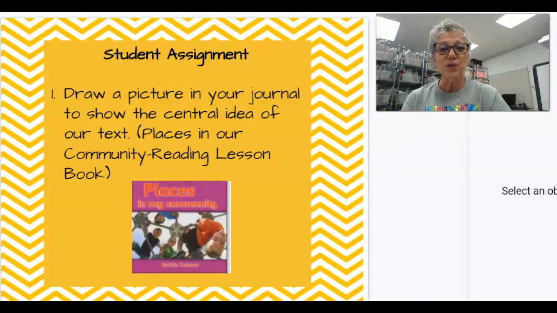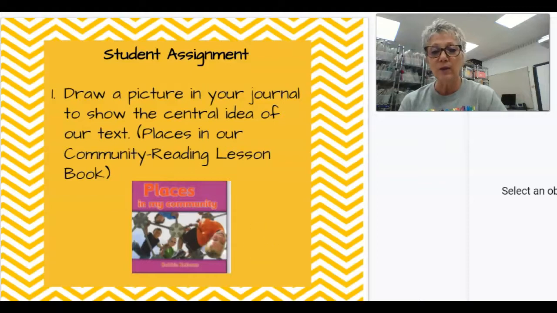Let's take a look at our student assignment. Today you're going to draw a picture in your journal to show the central idea or the topic of the text. I've put a picture of it here to remind you that the book is about places in my community. So think about all the different places that we reviewed, and then draw a picture of what you think the book's mainly about. Tomorrow we will add one key idea, but for today you're just going to draw a picture of the central idea of the book.